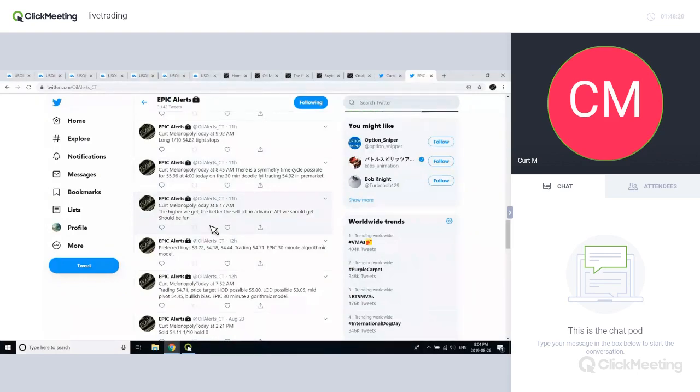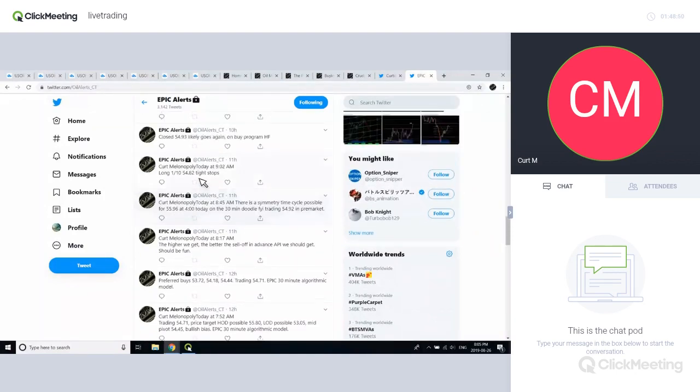Now in the actual Discord chat room, much more information with charting is included. The first alert, a serious alert, comes in here where it says there's a symmetry time cycle possible for 55.96 at 4 p.m. today on the 30-minute. This is a specific chart I call the doodle chart. It's letting traders know that if we run, that's our high end at this point.